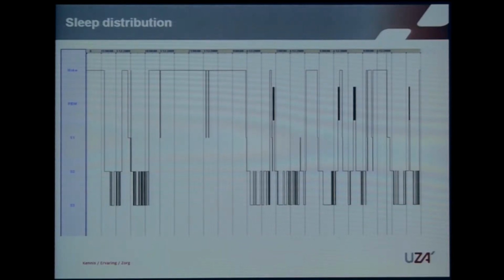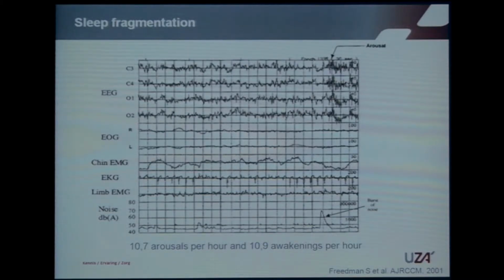This is a hypnogram from one of our patients, and what you can see is that sleep distribution and the rhythm, the circadian rhythm of the sleep, is quite disturbed. Total sleep time may be quite normal, but it's demonstrated in studies that almost half of the sleep occurs during daytime. And the last thing is that there is quite a lot of sleep fragmentation. That means there are arousals and awakenings.